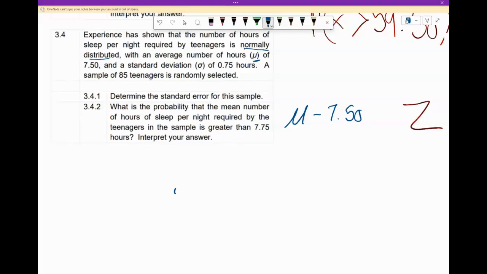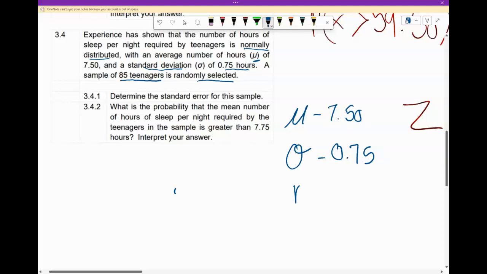All right, so there we are. That's our mean for the population, isn't it? We go on. It says the standard deviation is 0.75 hours. Okay, so there's our standard deviation. We know that we're going to use this 0.75. And then it says a sample of 85 teenagers is randomly selected. So we know n is then obviously equal to 85. Now we have our information.